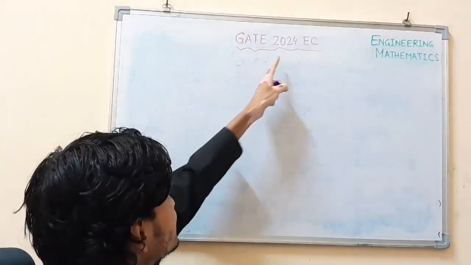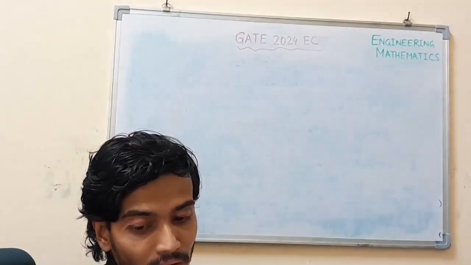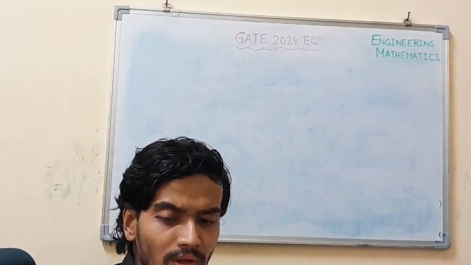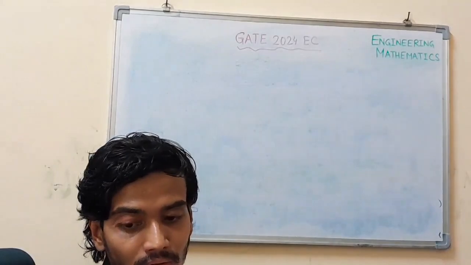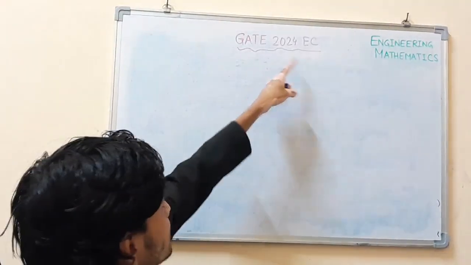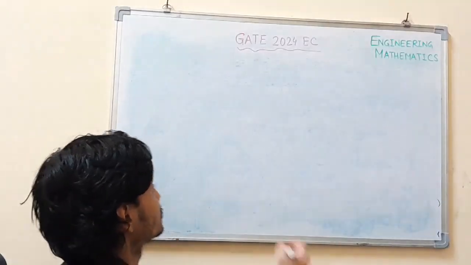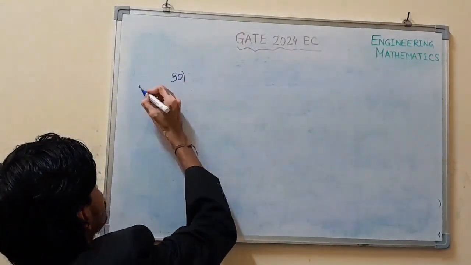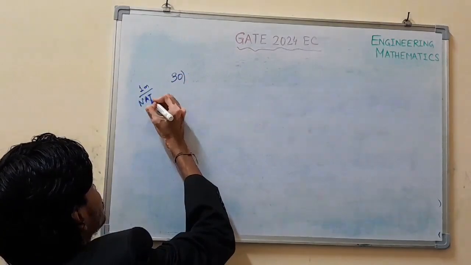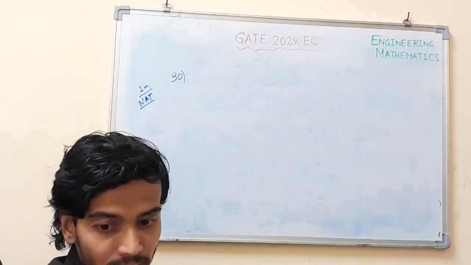This is GATE basic solutions for engineering mathematics. A question again of 1 mark, numerical answer type. Question number 13 of the master question paper of GATE 2024 EC from the subject engineering mathematics is as follows. Question number 13, 1 mark, numerical answer type. It is given.